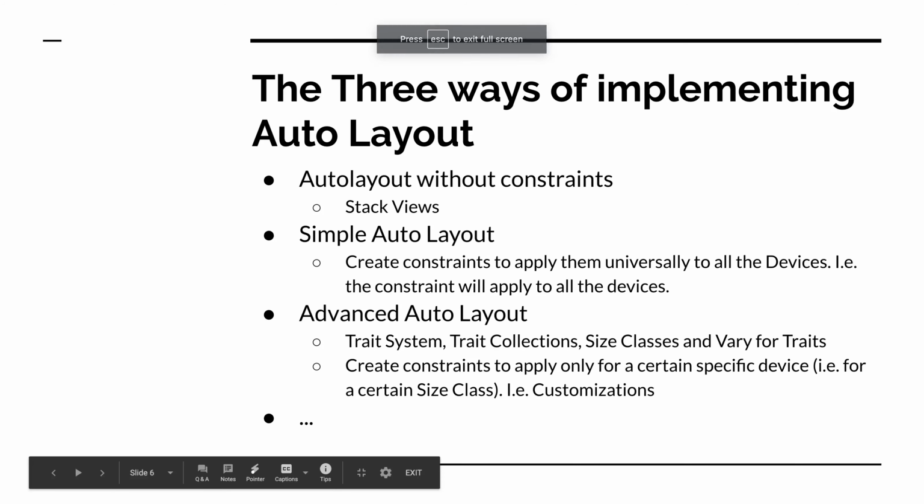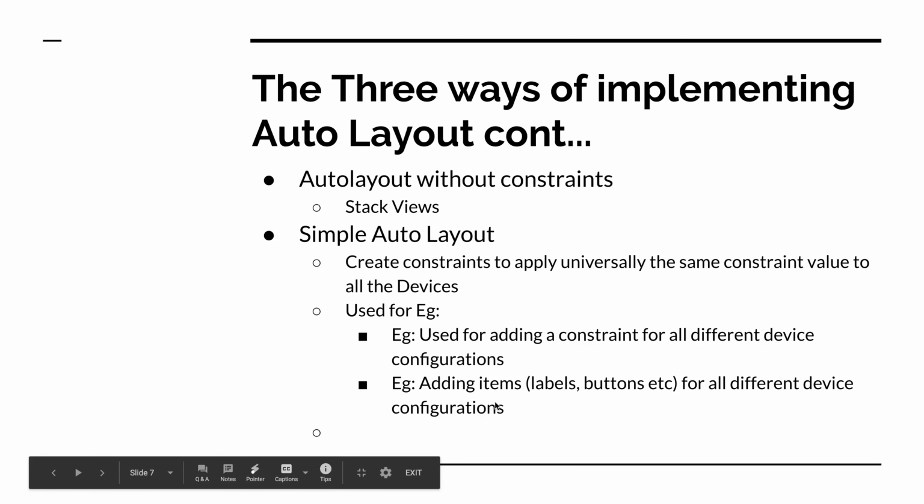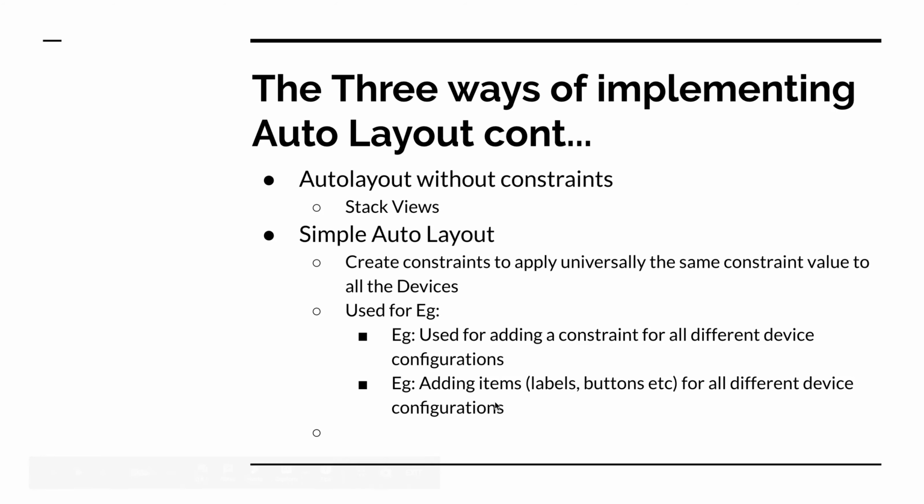So that we call customizations, right? Which means you can make changes so that they apply only for one device family or one size class, such as, let us say, only for the iPhones, right? Not for iPads, right? Let's see what it is when we go forward. So that is advanced auto layout. Then once again, to further elaborate, auto layout without constraints is stack views. Simple auto layout, as we said in the previous slide, is creating constraints to apply universally the same constraint value to all the devices, right?